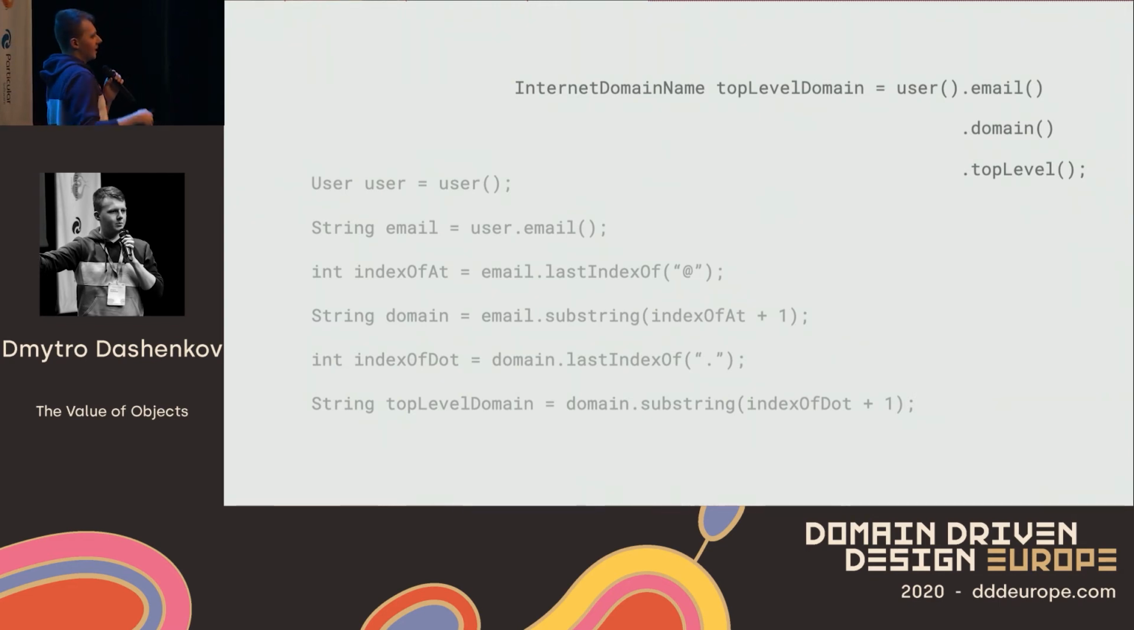And this helps us tackle domain complexity where we can think about only the domain complexity and extract all the other stuff, supporting domains, into some other places, such as value objects themselves.